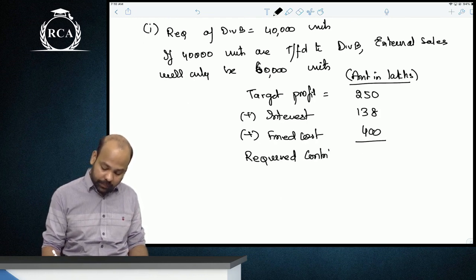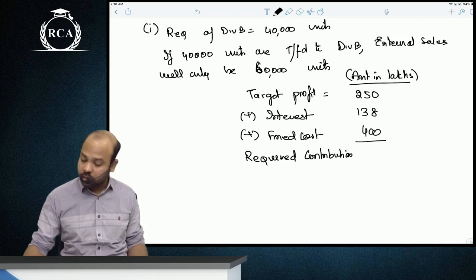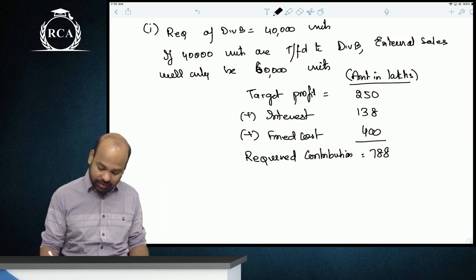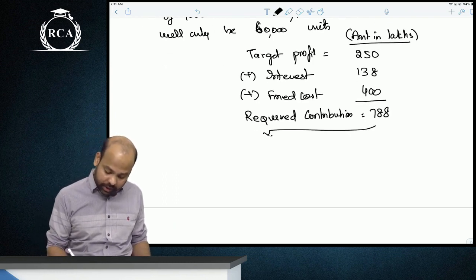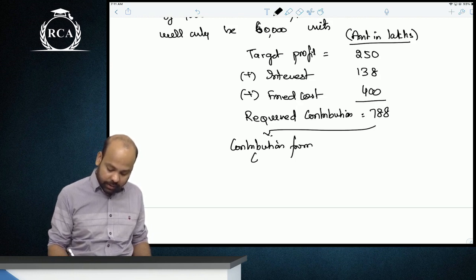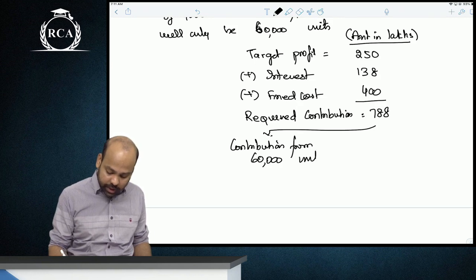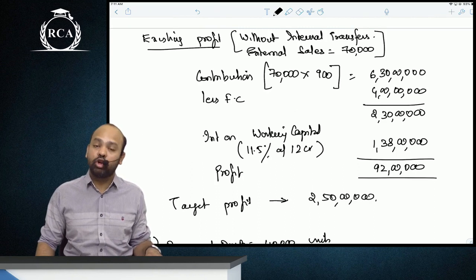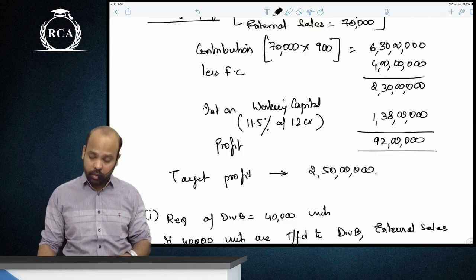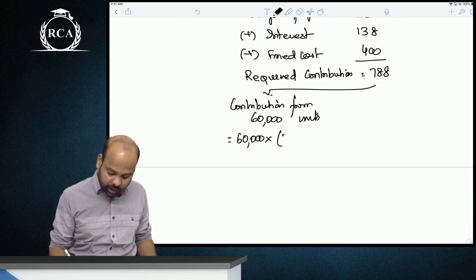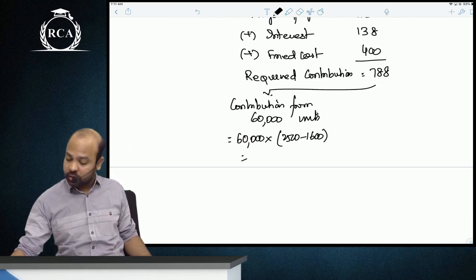Working backward, this would be the amount of required contribution, 788 lakhs. I will divide this. What should be the contribution from 60,000 units? People forget the fact that the external sales are going to reduce. They will directly pick up the existing profit and compare it with the target profit. We will have to do it properly. Contribution from 60,000 units of external sales would be 60,000 into 2,500 minus 1,600, so that is 60,000 into 900.